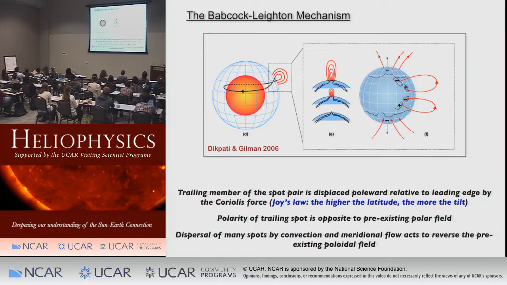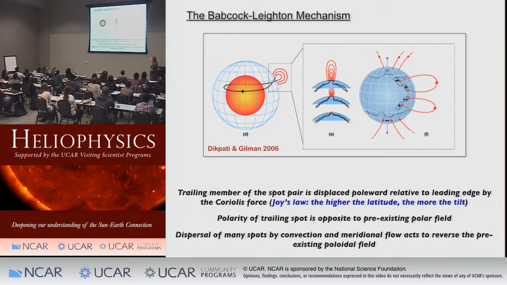Now, as it rises, this flux tube is going further away from the rotation axis. If angular momentum is conserved within that flux tube, then as it goes further away from the rotation axis, there must be a retrograde flow inside the tube. You can do your right-hand rules and convince yourself that if there's a retrograde flow in a rising tube, then the Coriolis force, in the northern hemisphere, is going to divert it to the north, to the right. So when it pops out, the trailing flux is going to be displaced toward the poles compared to the leading flux. And that's going to be the same in the southern hemisphere.